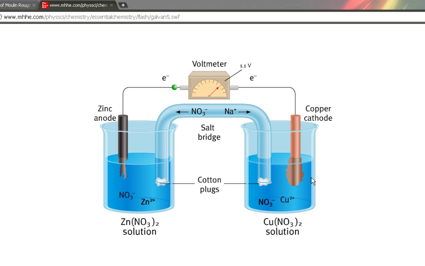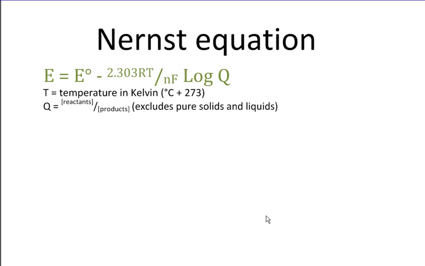We can determine the cell potential, the cell voltage, if we know the concentration of the reactants and products. And we can do this using an equation called the Nernst equation. It looks a lot more scary than it actually is. There's only a few things that need to be identified in here.